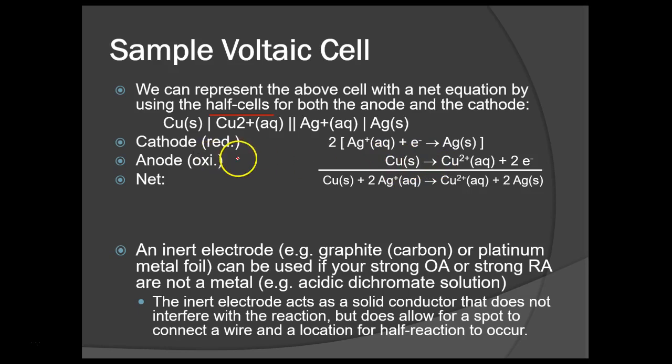And at the anode, which is being oxidized, we have solid copper turning into copper ions by losing 2 electrons. As we've done all the way through this unit, the number of electrons lost must equal the number of electrons gained, and so we need to multiply this side by 2. And when we cancel out the electrons that we have in both of the half cells, we end up with our net cell reaction.